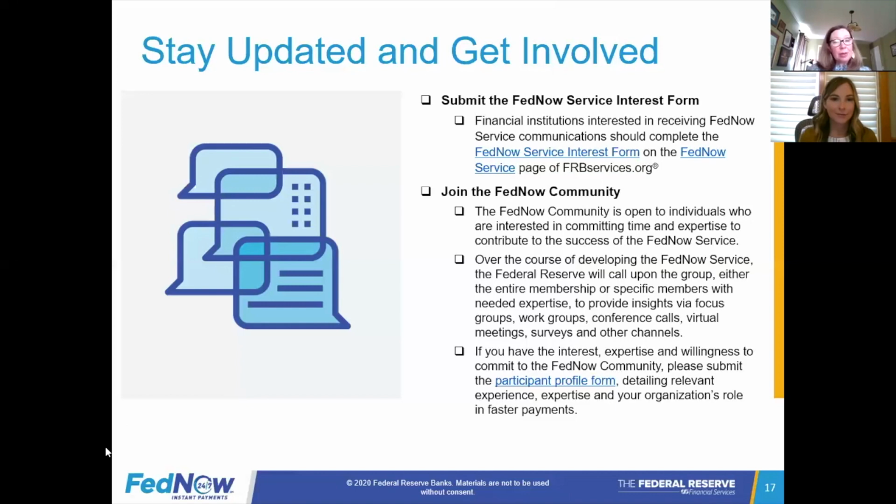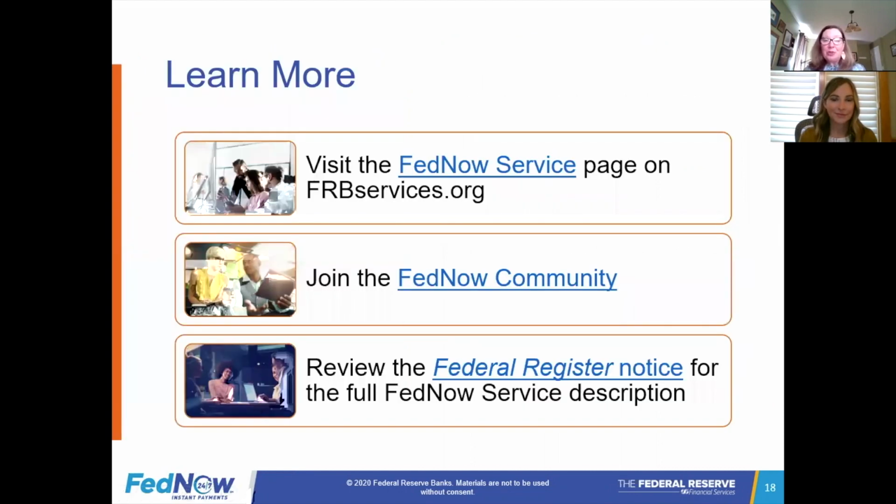We'll also be establishing a FedNow service pilot program and testing approach. We expect the first phase of the pilot program to begin in the near term with financial institutions and service providers serving in an advisory capacity as we work through the operational details of the service. So there are lots of exciting things happening in the community if you're interested. And on the next slide is a recap of where you can go to learn more.